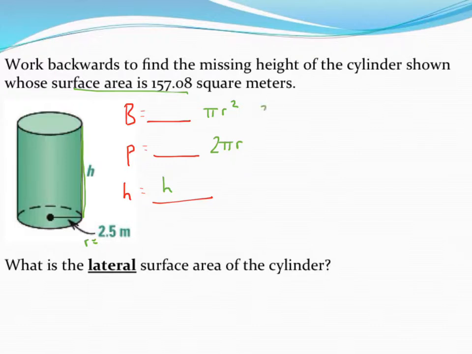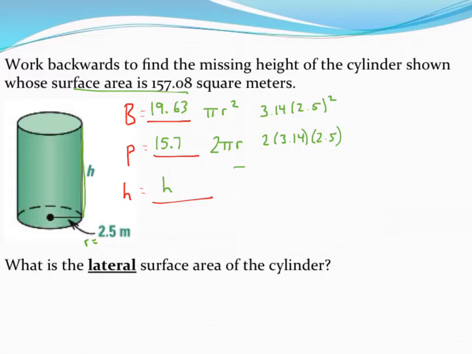So for an approximate answer for the base area, I'm going to do 3.14 times the radius squared. And I'm going to use a calculator to help me out with the math on this. That gets me about 19.63 for a base area. To find the circumference, the distance around the base, I'm going to do 2 times 3.14 times the radius of 2.5. And that gets me a perimeter of about 15.7. Now that we have all that we can have figured out, let's work on finding what that missing height's going to be.